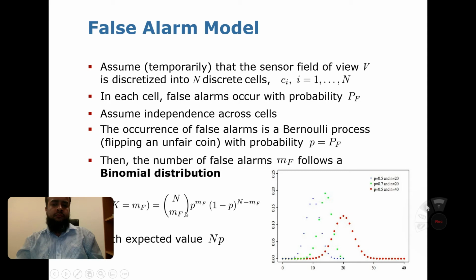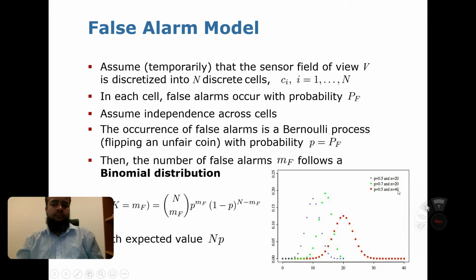or the number of false measurements, follows a binomial distribution. This is an example of the binomial equation, which takes the n discrete cells and the number of false measurements, and P(MF) is the probability of the number of false measurements times (1 minus p) to the power n minus MF, with expected value np.